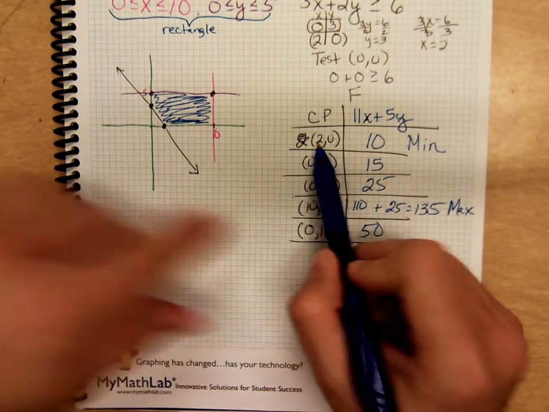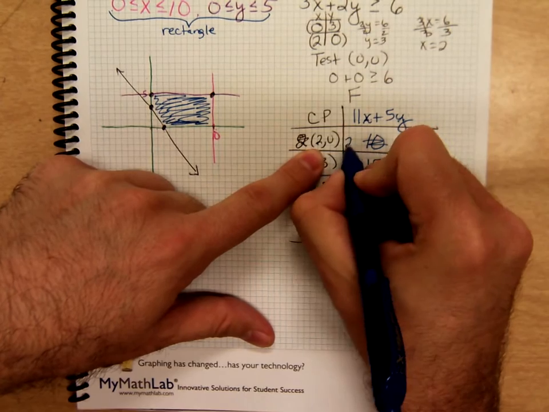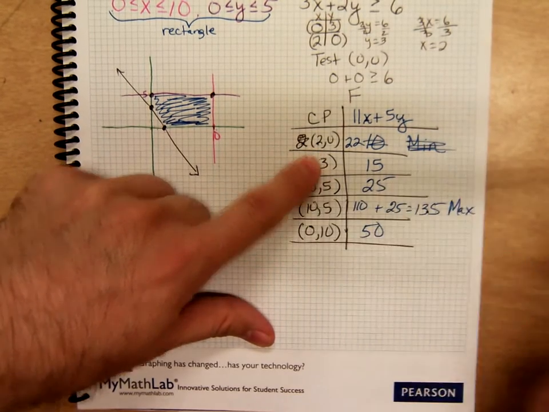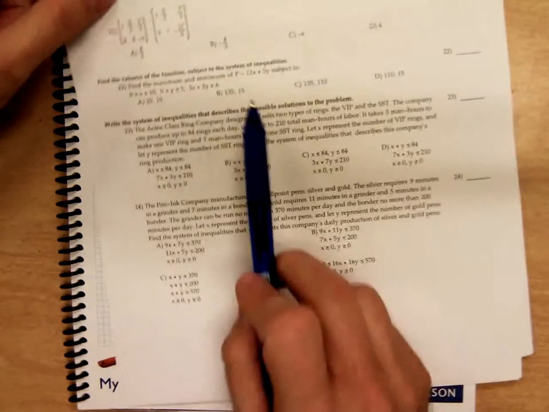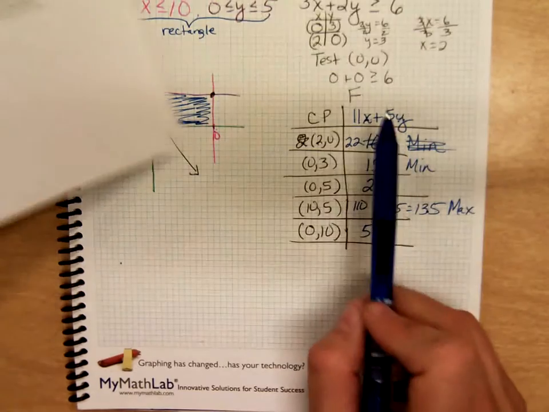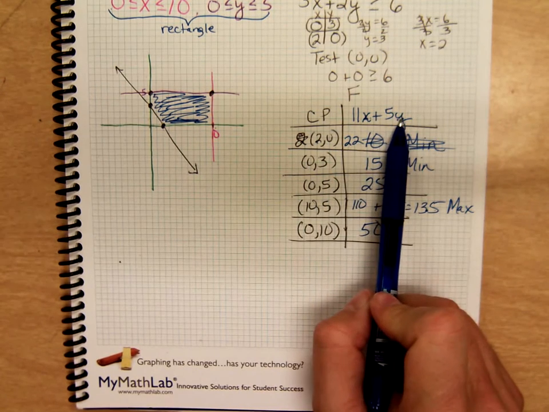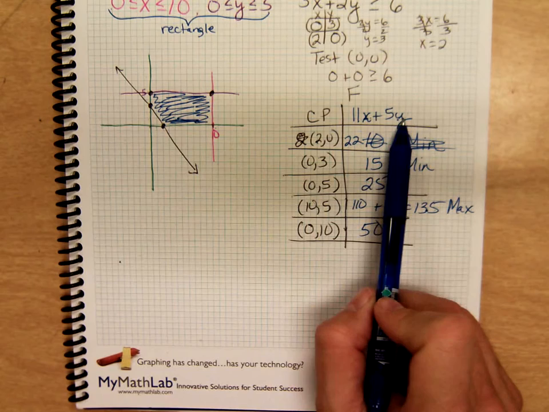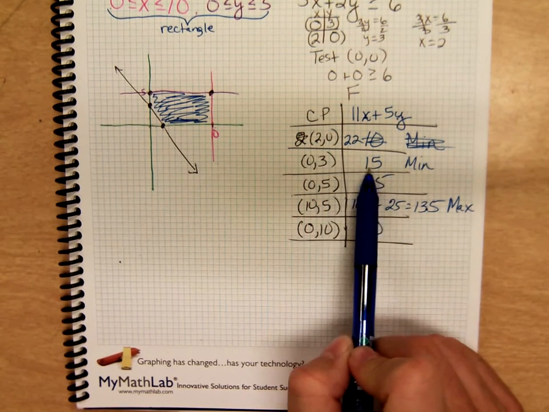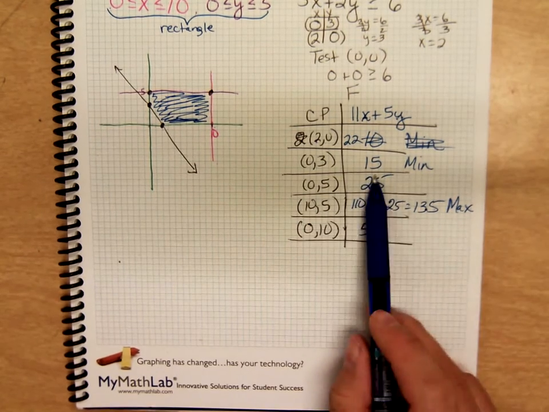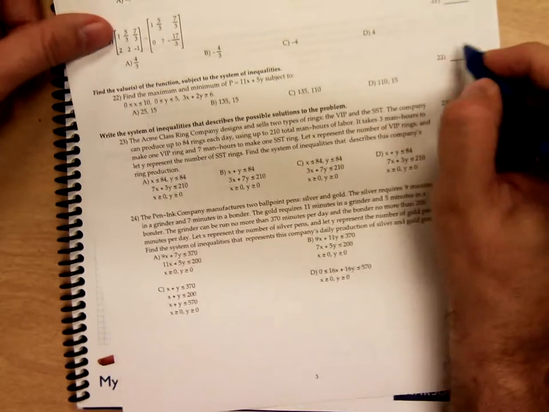Oh wow. 2, 0, that's not it. 11 times 2, that's a 22. So the minimum is 15. It's a good thing it's a multiple choice. I was able to spot that 2, 0. If you plug a 2 in for x and a 0 for y, I think I put a 0 and a 2, didn't I? So that should have been a 22, which means the minimum should be 15 and the maximum 135. Okay, so a B there.